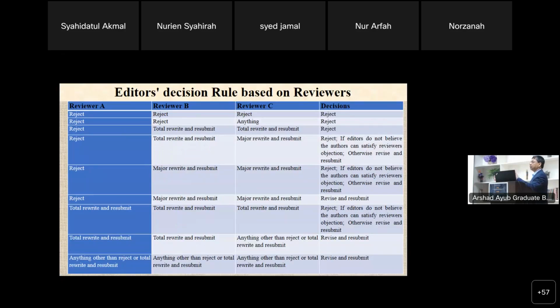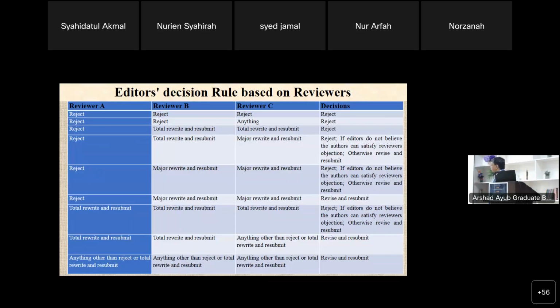Now, the reviewer report comes in, it comes to my desk or to the associate editor's desk. So these are the different cases. Let's say you have 3 reviewers. Reviewer A called reject, B reject, C reject, clearly reject, right? Second case, A reject, B reject, reviewer C called anything, reject. Third one, total rewrite and resubmit, total rewrite and resubmit, and the first one reject, and the final conclusion is also reject. Now, you could have a reject, total rewrite and resubmit, major rewrite and resubmit.